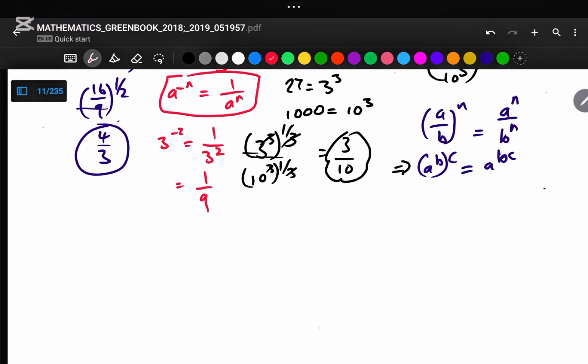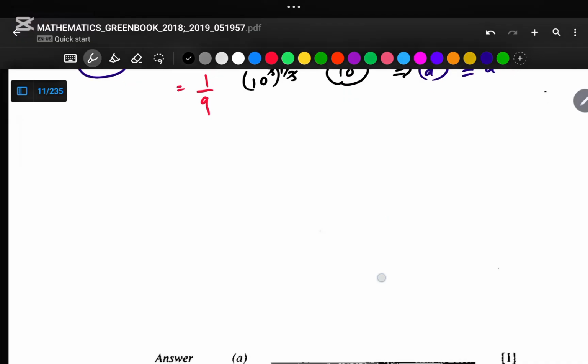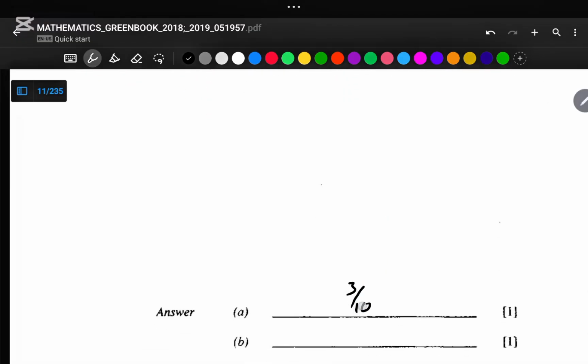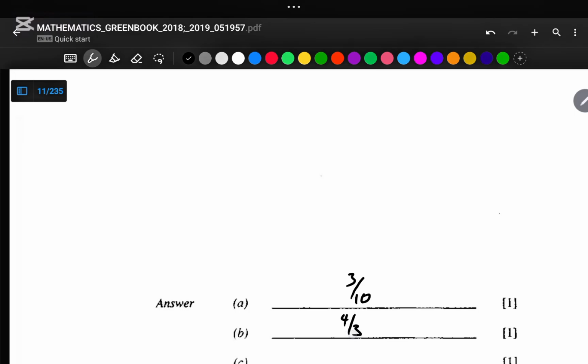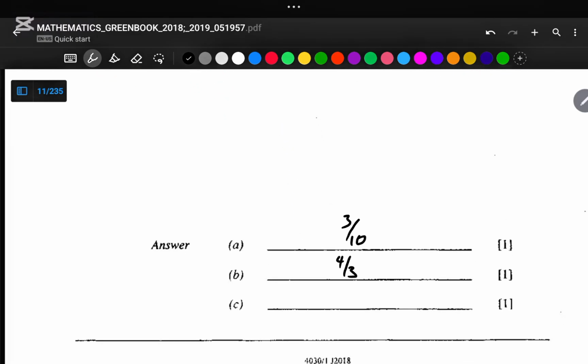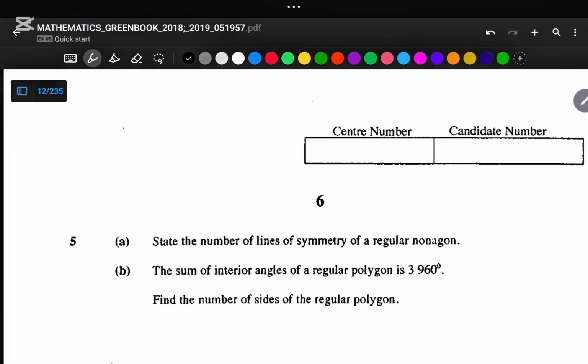So our first answer was 3 over 10. And our second answer is 4 over 3. And then our final answer is 1 over 9. And we are done. Okay. And let us move on to number 5.